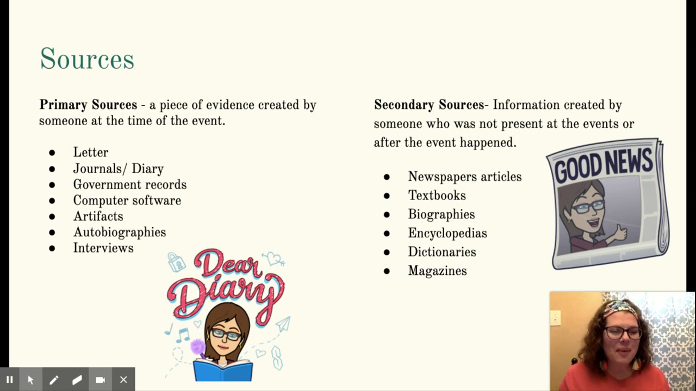All right, let's talk about these sources. So we have a primary source and secondary source. A primary source is a piece of evidence created by someone at the time of the event. So that could be letters and journals, diaries, government records, computer software, artifacts, autobiographies, and interviews.